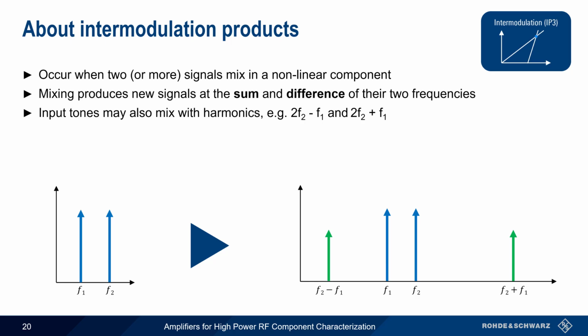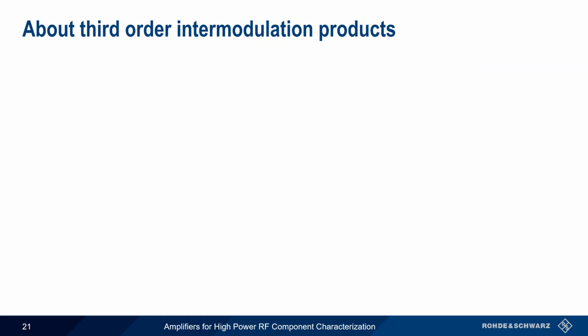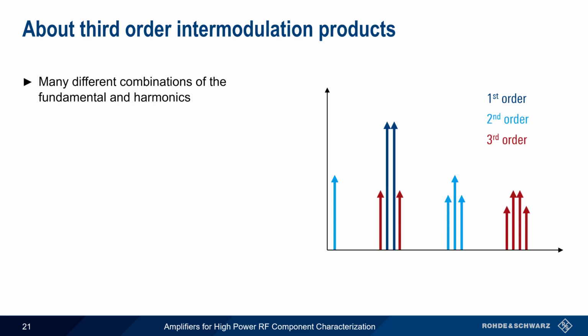For example, there may be intermodulation products created by the first harmonic of one tone and the second harmonic of the other tone. Note that the order of harmonics or intermodulation products is simply the sum of their unsigned coefficients. That is, both 2f2 minus f1 and 2f2 plus f1 are third-order products. Intermodulation products can be formed from many different combinations of the fundamentals and various harmonics.